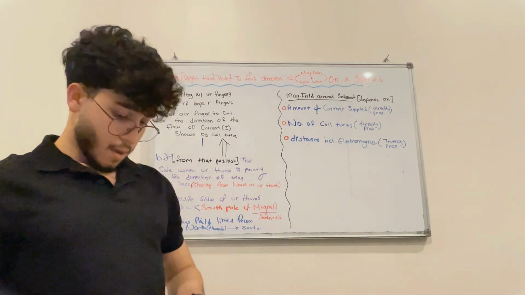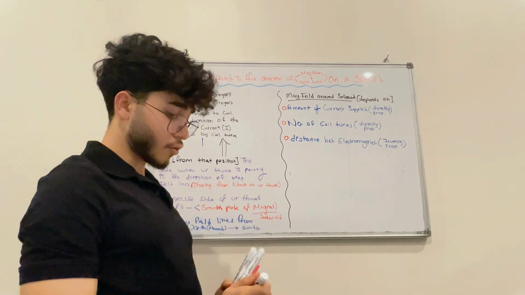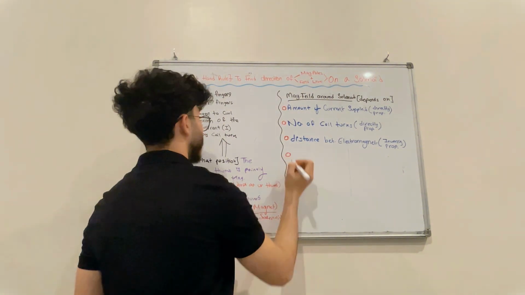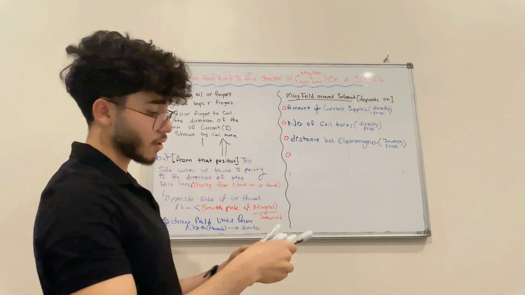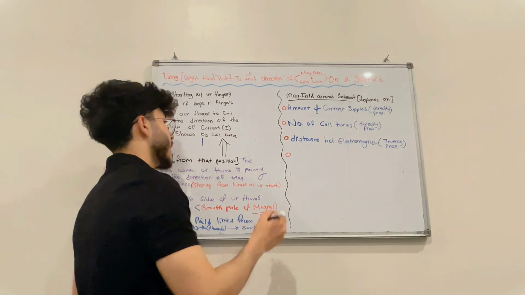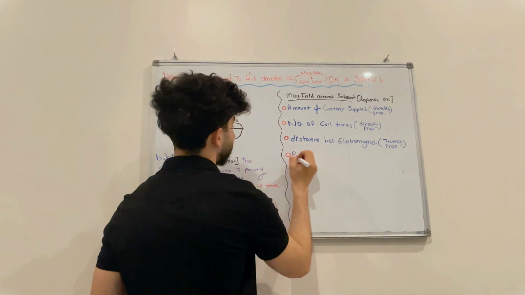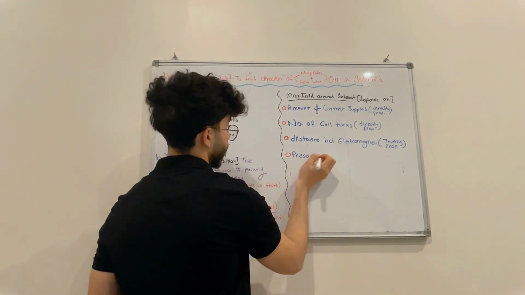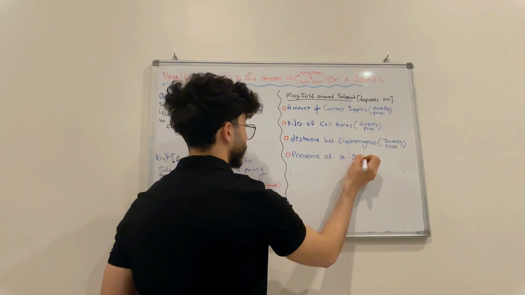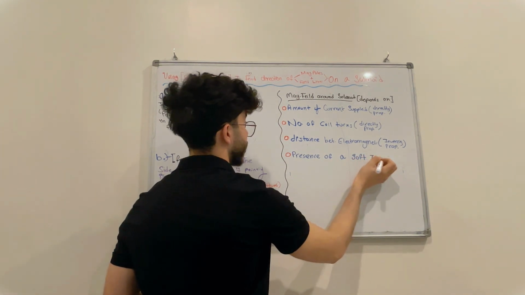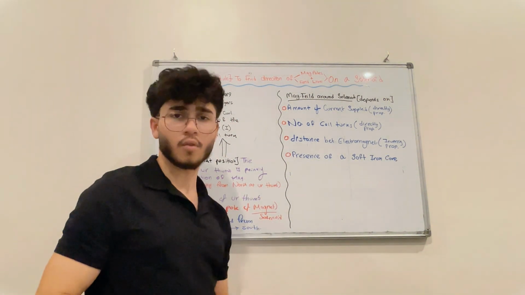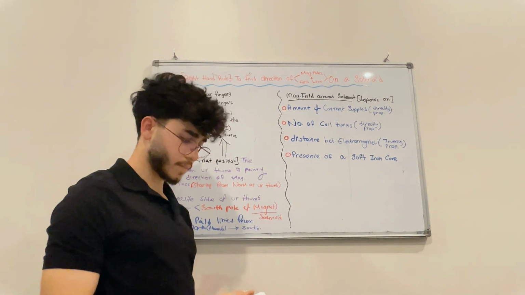Perfect. The last one that we're going to talk about isn't something directly or inversely proportional, but rather it is something very important that we use in generators and motors. It is talking about the presence of a soft iron core. Soft iron core. What is a soft iron core?